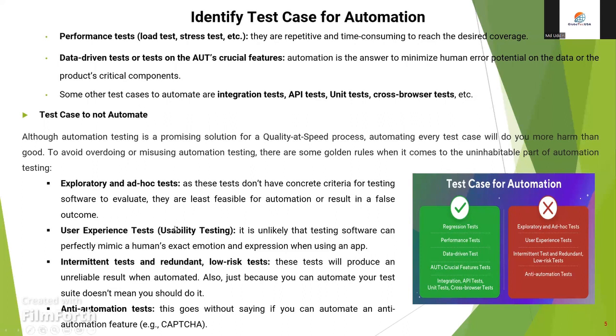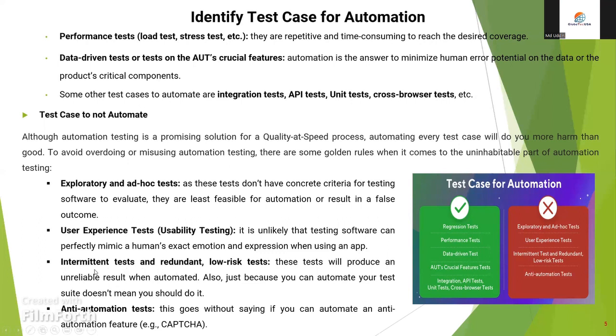User experience test. It is unlikely the testing software can perfectly mimic a human's exact emotion and expression when using an app. Another reason user experience testing cannot be automated is that the script cannot find human behavior, or exactly how a human will behave. So that has to be done manually. Automation is a system that tries to work logically, but users don't do everything logically. So you need human testing for that.